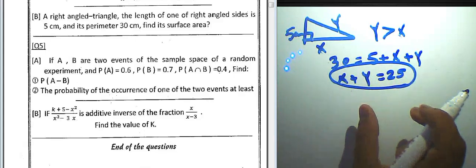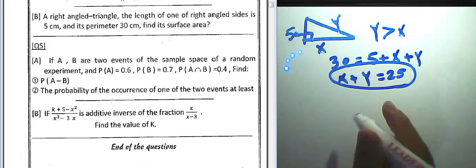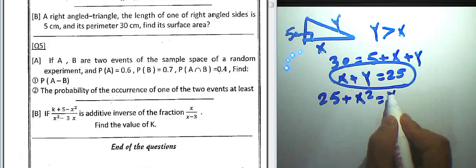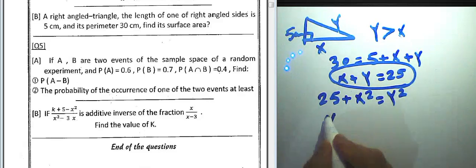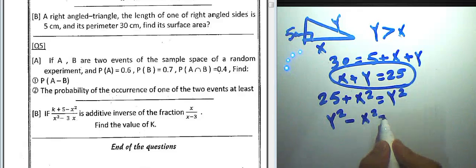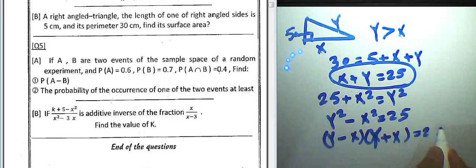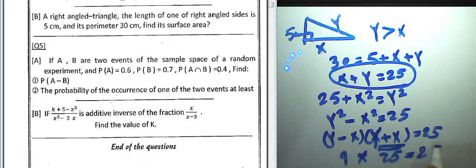This is the first relation between x and y, and we can use the Pythagorean theorem. 5 power 2 equals 25, plus x power 2 equals y power 2, and then y power 2 minus x power 2 equals 25. You can factorize it: y minus x multiplied by y plus x equals 25. We have y plus x equals 25, then y minus x equals 1, because 1 times 25 equals 25. Then y minus x equals 1.